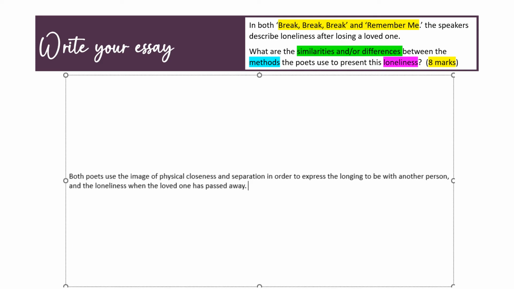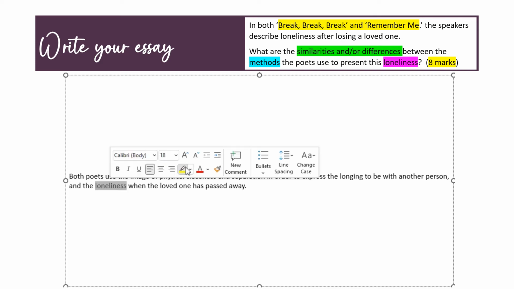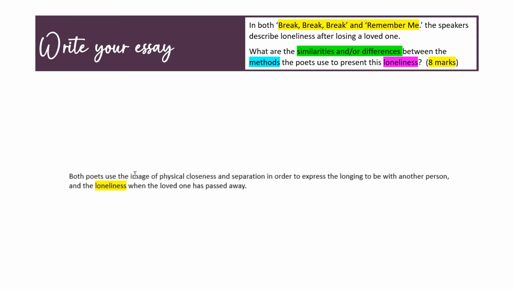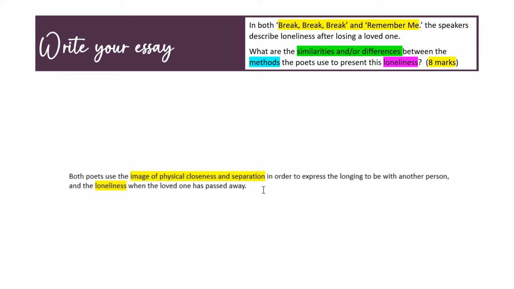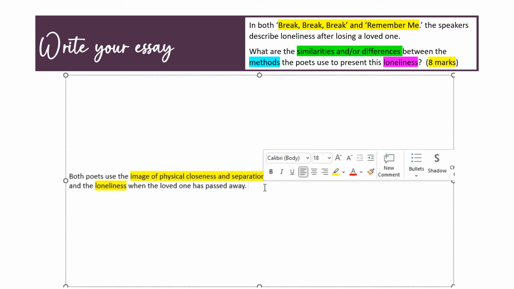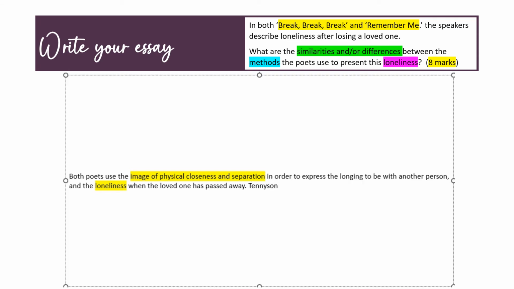Now, thinking about the question that we've been asked, it's about loneliness, so I've got that word in there. The question is very specifically asking about methods as well, so we need to really foreground that too. So I've mentioned that in my opening sentence. I'm going to zoom in on Tennyson now and deal with that poem first.